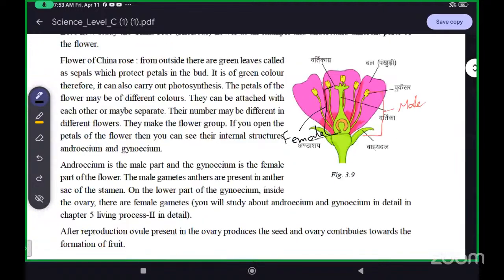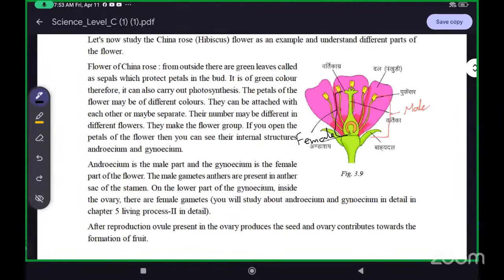Ma'am, I thought the anther part was the male and the stigma was the female. No. The anther and filament are the male parts. Stigma, style, and ovary are the female parts. Now these male parts are called androecium, and the female part is known as gynoecium.